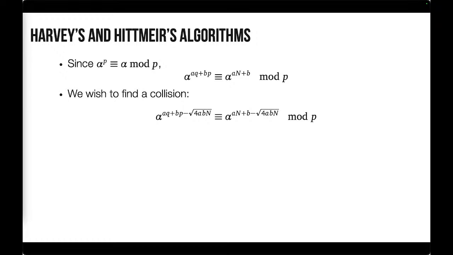So here again, the right-hand side is something that we know. And the left-hand side is alpha to some small integer, right? Because we said aq plus bp is very small, around square root of n. So we just look for small integers. We search for small candidates alpha to the i, where i ranges over some set of small numbers, and we search for such a collision.